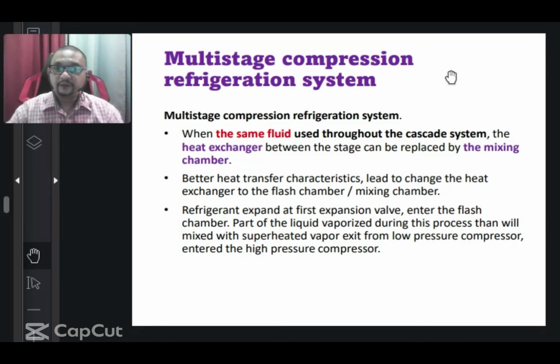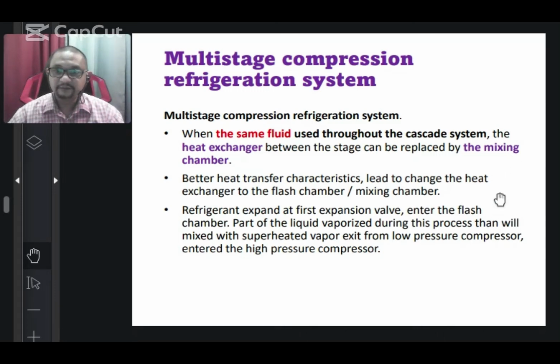So when the same fluid is used throughout the cascade system, the heat exchanger between the stages can be replaced by a mixing chamber. This is what I had explained just now. The important thing you have to know is that the refrigerant expands at the first expansion valve and enters the flash chamber. Part of the liquid vaporizes during this process, then is mixed with the superheated vapor exiting from the low pressure compressor, and enters the high pressure compressor.